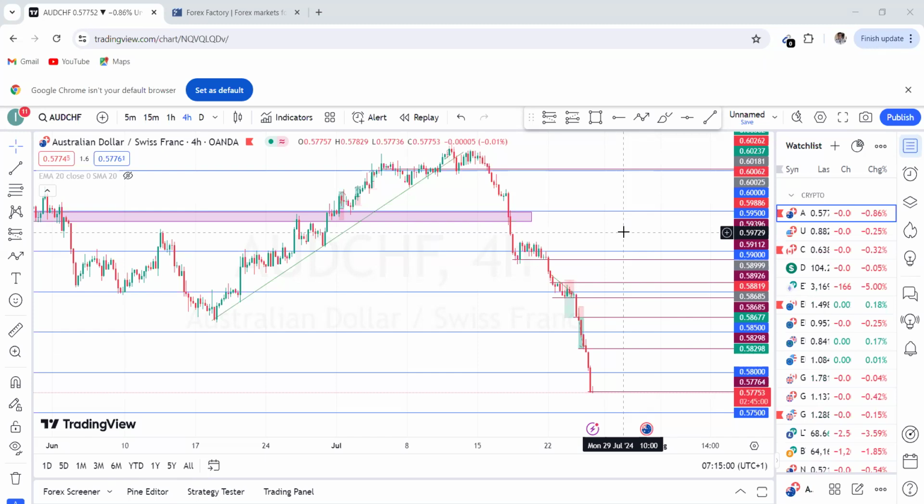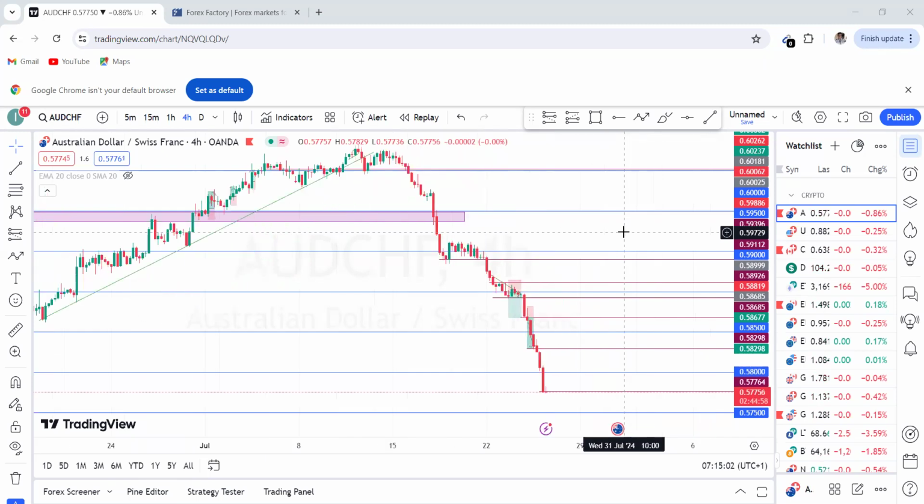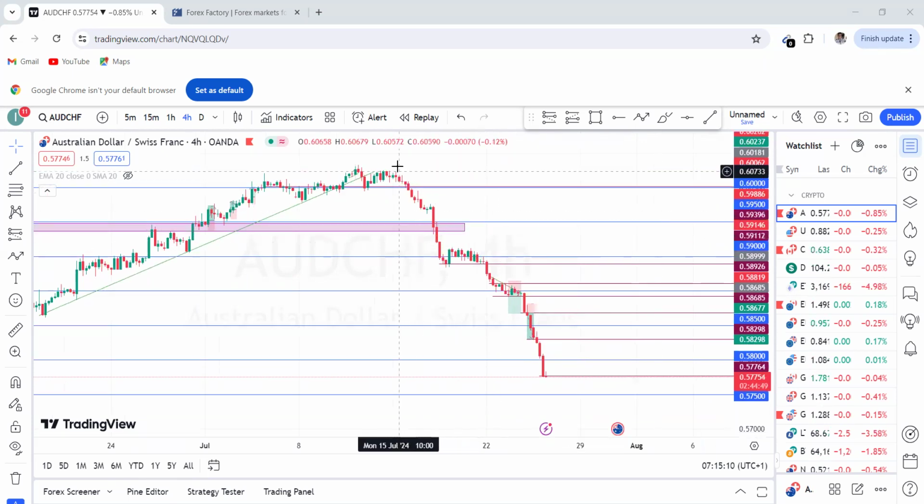So yesterday we were talking about selling this pair, the Aussie dollar Swiss franc, and the reason we wanted to sell is basically because this pair is on a clear thunderous downtrend. So we are only looking for ways to take advantage of that. Let's get to the chart and see how I took this trade.